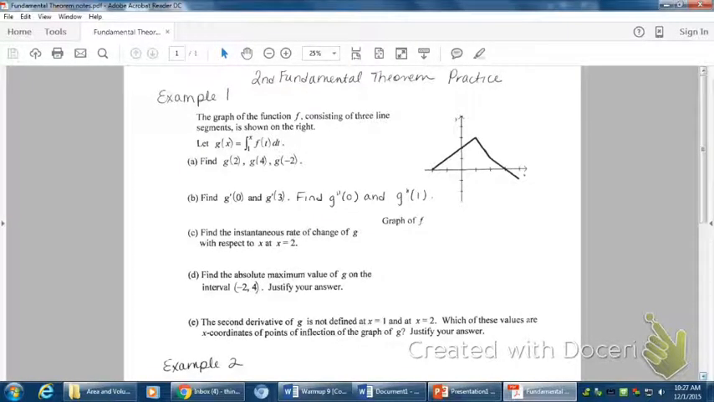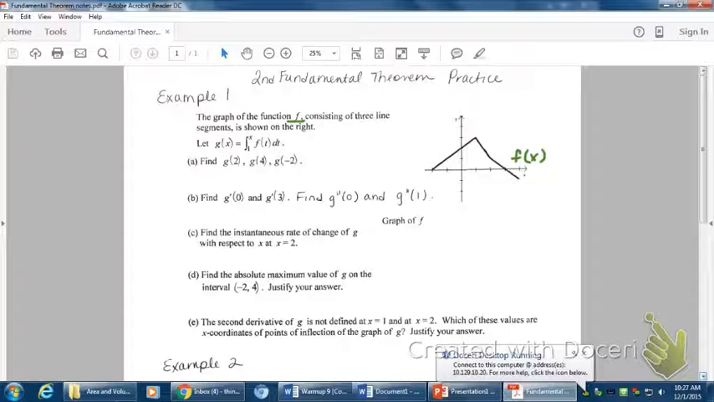Okay, so we're going to be taking notes on the page that you received in class today. This is based on the second fundamental theorem of calculus, and there's some free response questions related to that. Most of the time on these kinds of problems you'll be given a graph, and in this problem you need to keep in mind that this function is f of x. And it tells us in the problem that g of x is the integral of f of x. So on A, it wants us to find g of 2, g of 4, g of negative 2.